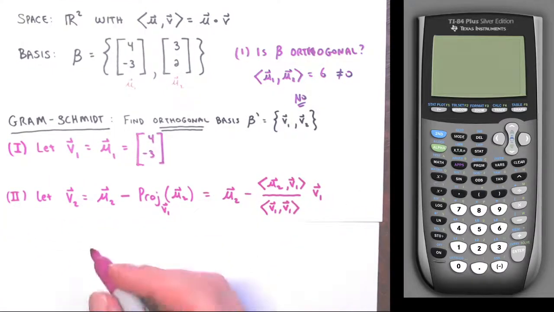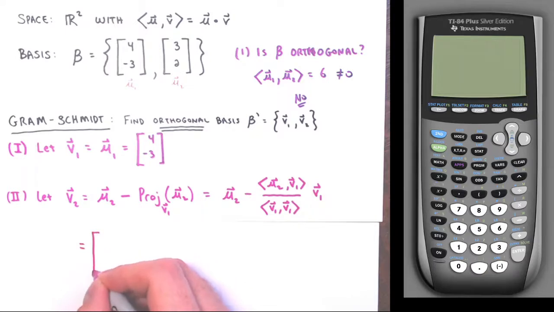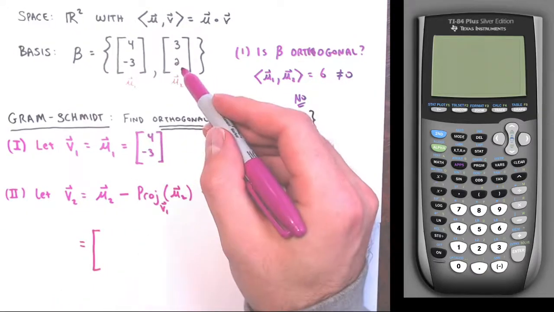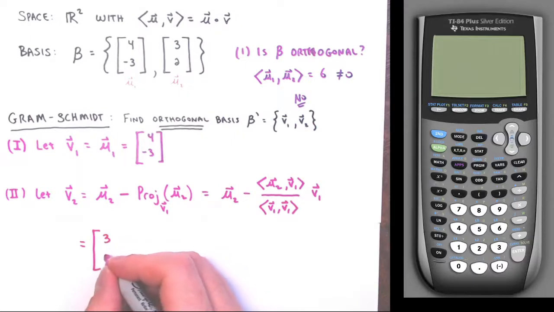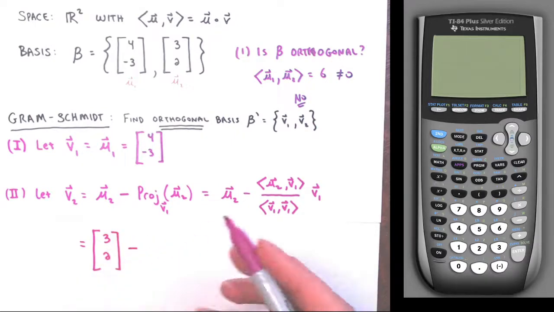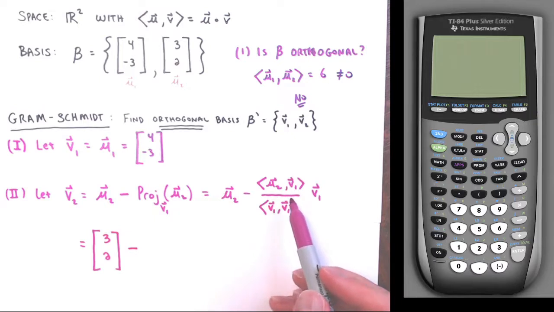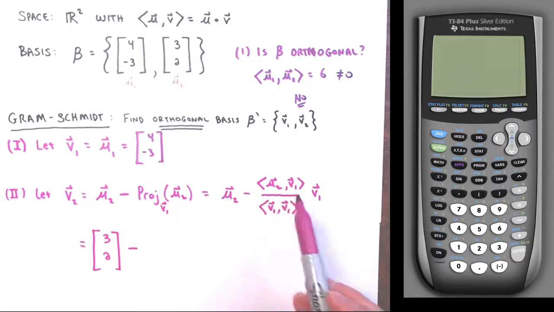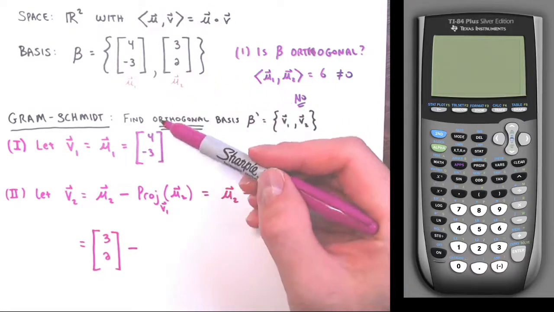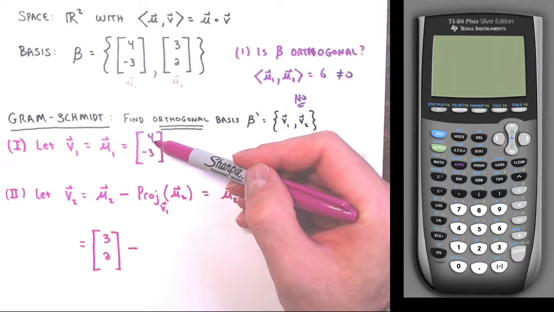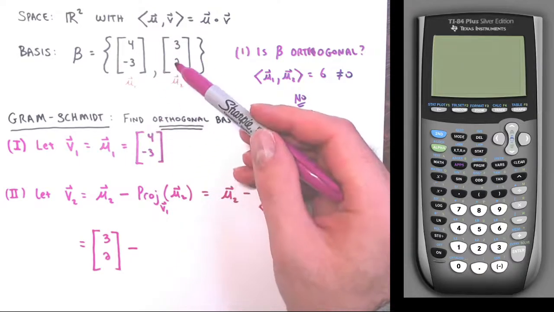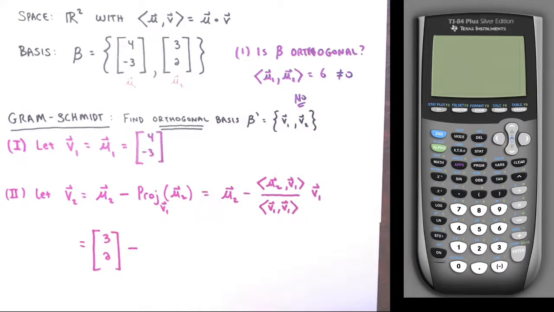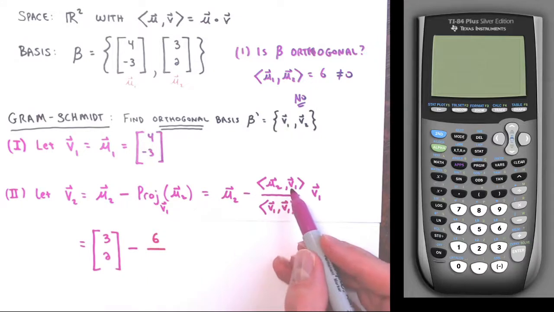Okay, so what is u2? u2 is the second vector from my original basis, the vector 3, 2, minus this projection here. I'm going to do these inner products. So what's the inner product of u2 with v1? The inner product of 3, 2 with v1, which was 4, negative 3? Well, that's 3 times 4, plus 2 times negative 3, which is negative 6. That's 12 plus negative 6, that's 6. We already saw that. So 6 in the numerator. That's the inner product of u2 with v1, the dot product.